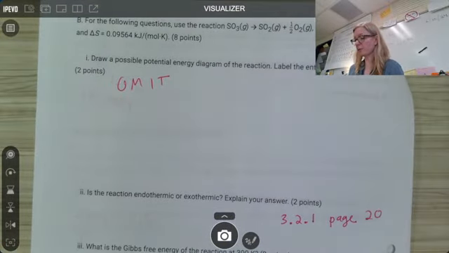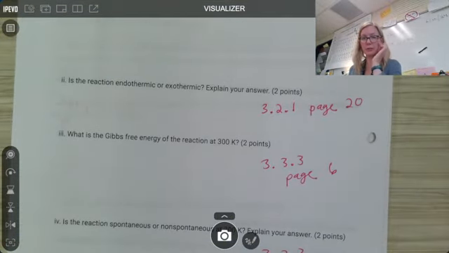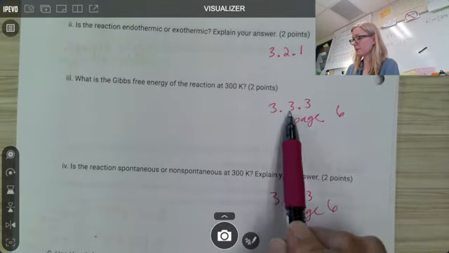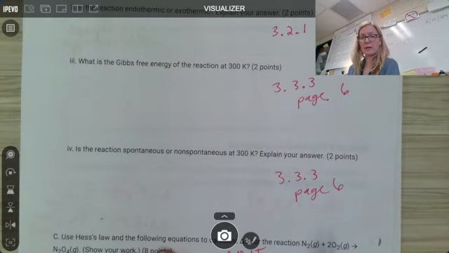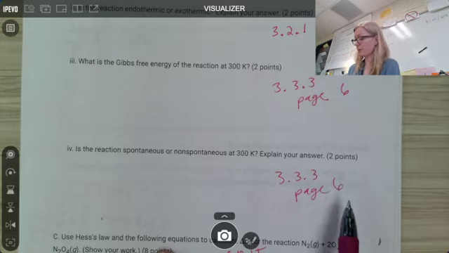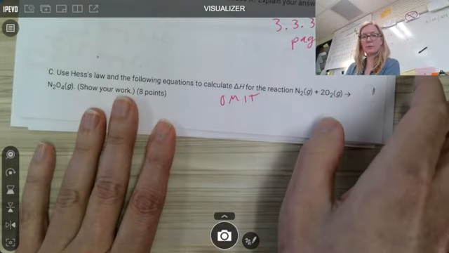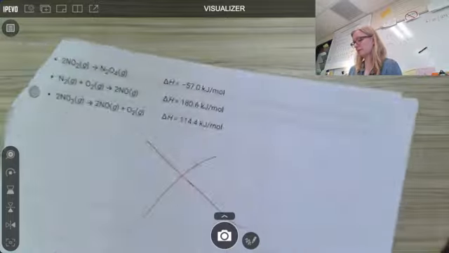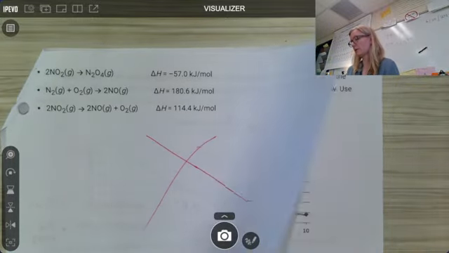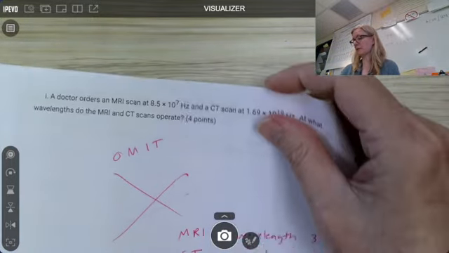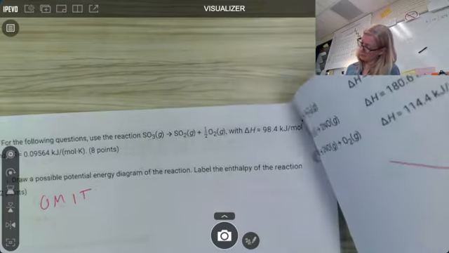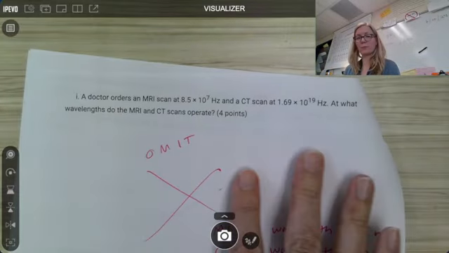B, part 1 you can omit. Part 2, look at 3.2.1, page 20. Part 3, look at 3.3.3, page 6. Part 4 is also on 3.3.3, page 6. And then C, the Hess's Law one, you can omit that. So I just crossed all that out. You can also omit question 4A, part 1.